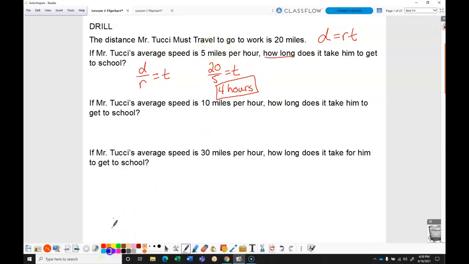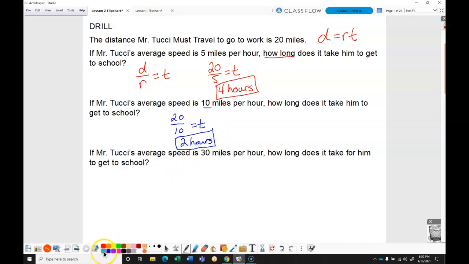So looking at the second one, what if he increased his speed to 10 miles an hour? We're going to use that same formulation there. We're going to do 20, but instead of dividing by the rate or the speed of 5, we're going to divide by our new one, which is 10. So time is going to equal 2 hours. It's a little better, but still not worth the drive probably. You can find something closer.